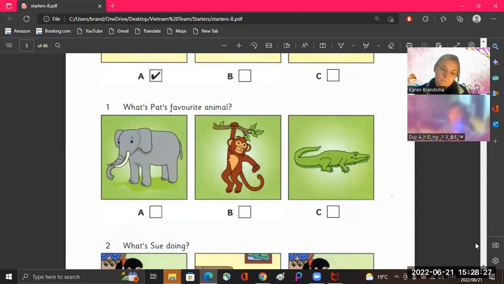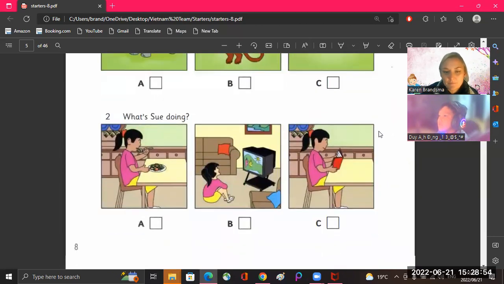1. What's Pat's favourite animal? What's your favorite animal, Pat? Do you like elephants or crocodiles? Oh no, I don't like those big animals. Which animals do you like then? Monkeys. Good. Okay.